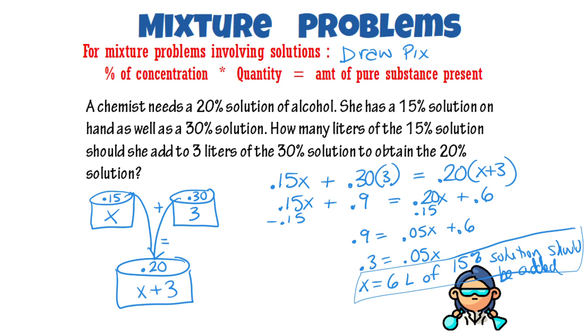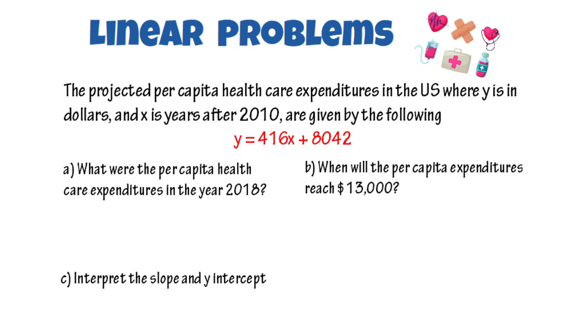One more problem. Now, this one I think is probably a little bit easier. You're kind of just plugging and chugging through a linear equation that is provided. So the projected per capita healthcare expenditures in the US, where Y is in dollars and X is in years after 2010, is given by the following equation.